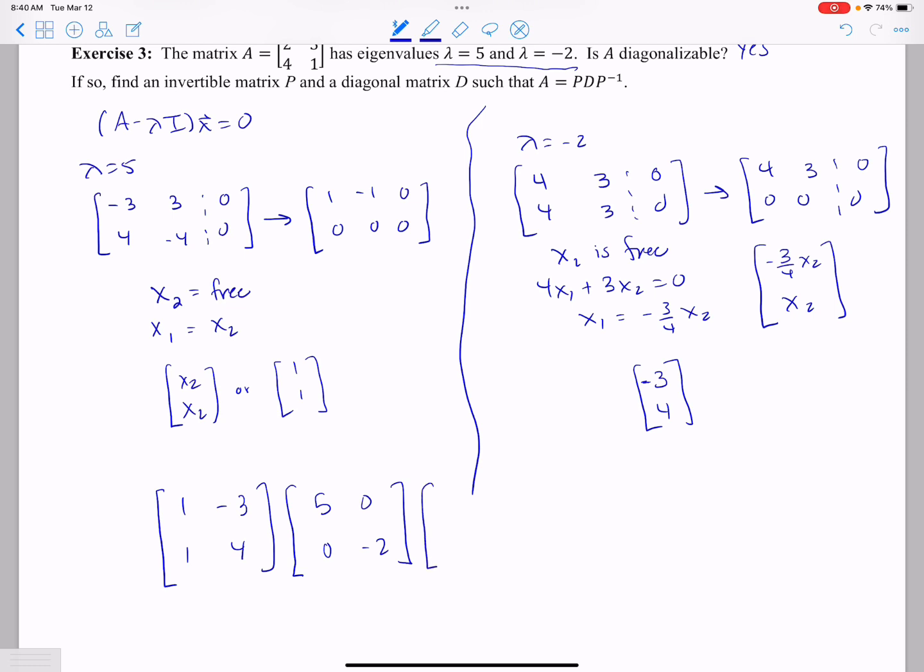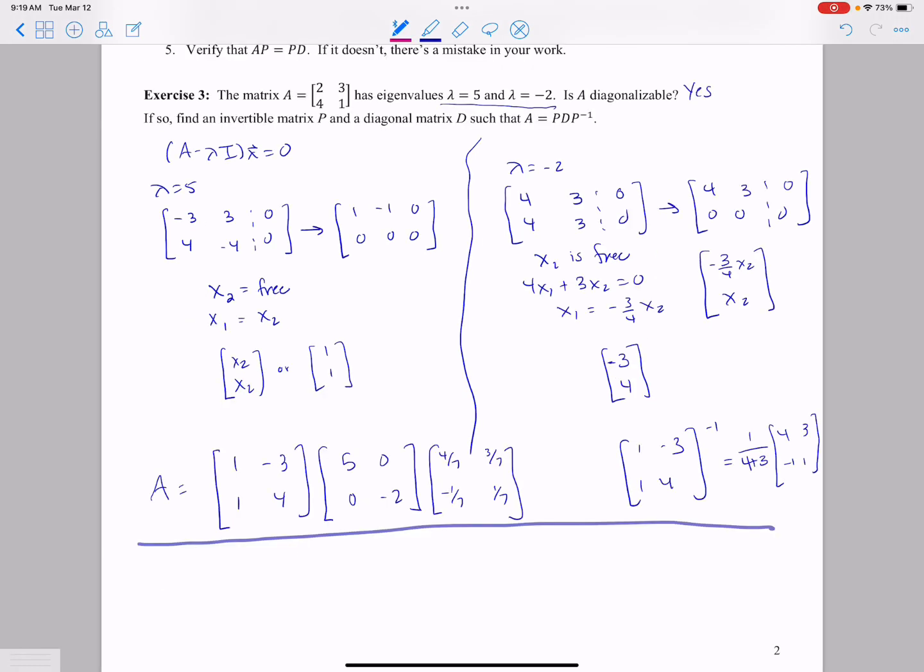And then in order to find the P inverse, I need to find the inverse of my P. So this inverse is equal to, so here is my factorization. I just want to point out that I found P, D, and P inverse, but really it says find the invertible matrix P and the diagonal matrix D such that this is true. So it doesn't actually ask you to find P inverse.